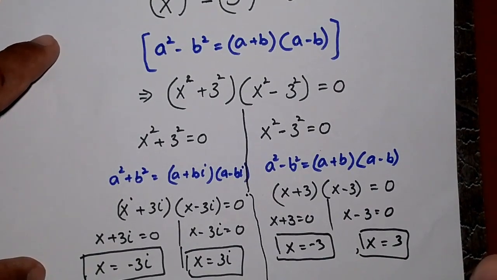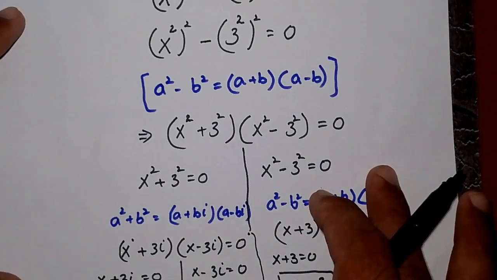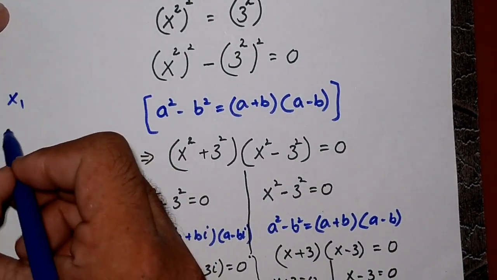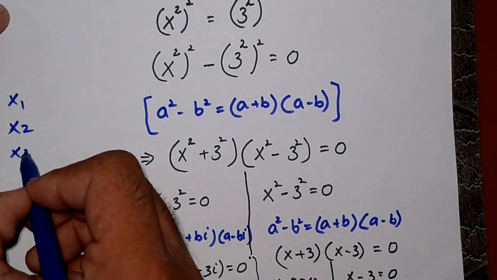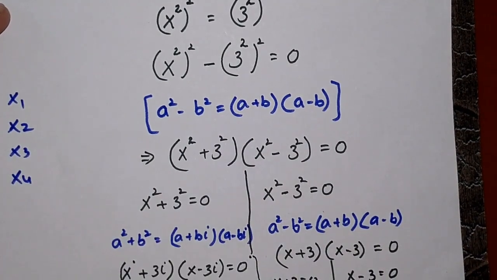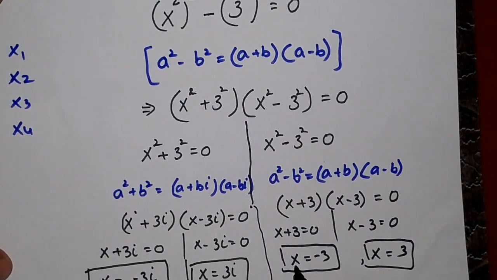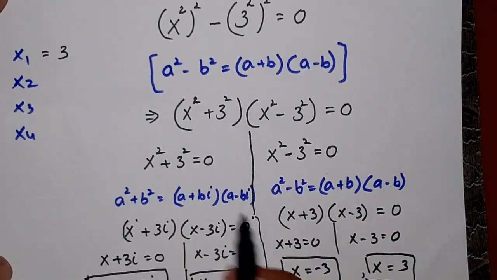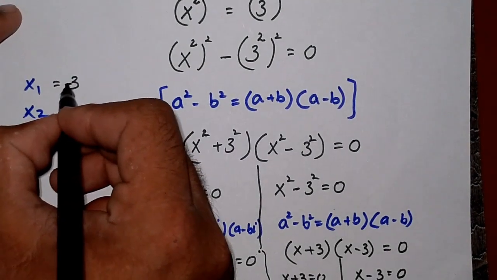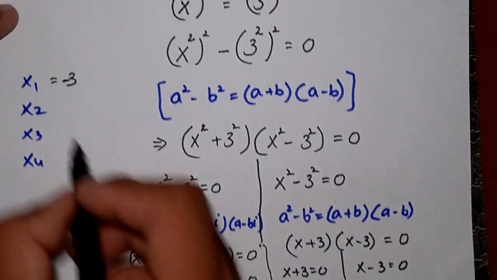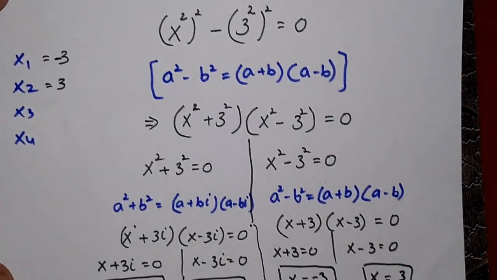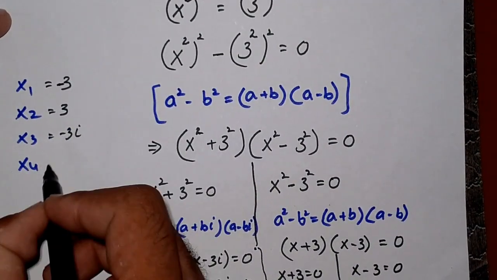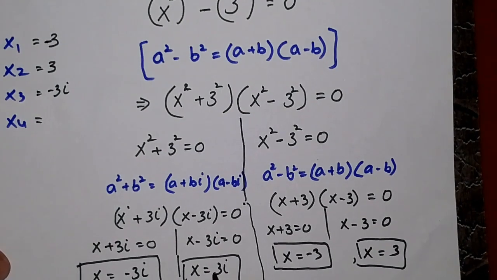So the final answer: x1, x2, x3 and x4. Suppose this is x1, x1 is equal to 3. Suppose this is x2, x2 is equal to minus 3, and suppose this is x3, that is minus 3i, and this is x4, that is plus 3i.